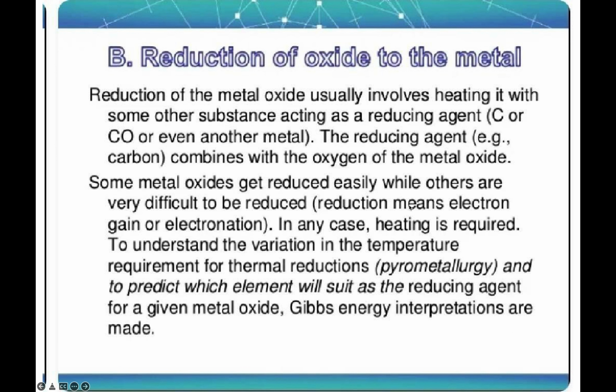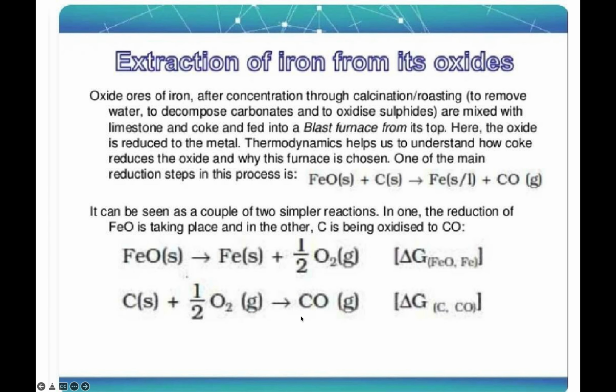What is meant by reduction? It means electron gain, or electronation. I have already taught you that in some units before. So anyway, heating is required. To understand the variation of the temperature requirement for thermal reduction, which we call pyrometallurgy, and to predict which element will suit as the reducing agent for a given metal oxide, you have to use Gibbs energy interpretation. Because for different metal oxides the reducers will be different.